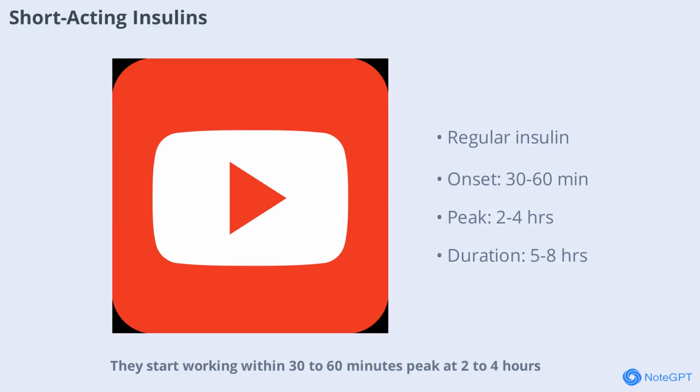Short-acting insulins, like regular insulin, have a slightly slower onset and longer duration compared to rapid-acting types. They start working within 30 to 60 minutes, peak at 2 to 4 hours, and last up to 8 hours. These are often used for pre-meal dosing and can be administered intravenously in emergencies such as diabetic ketoacidosis.